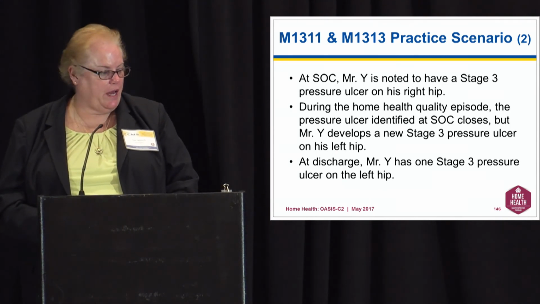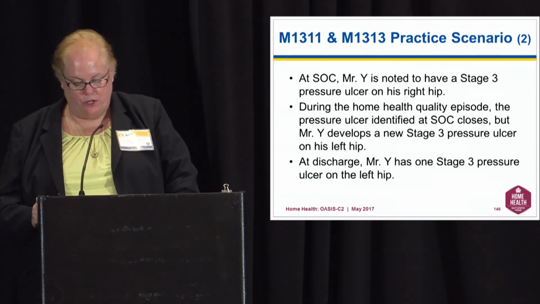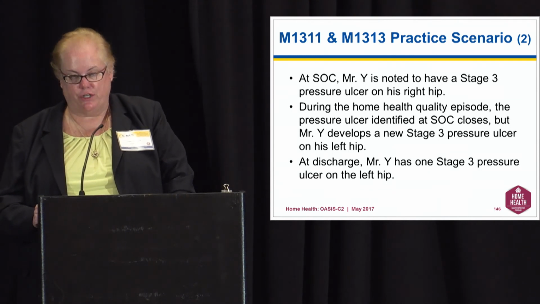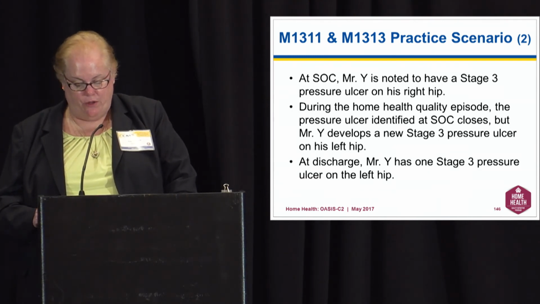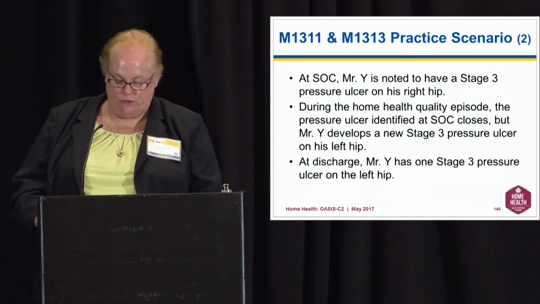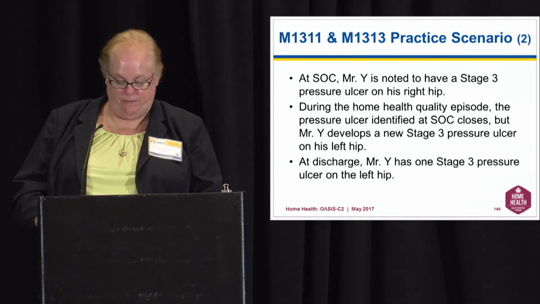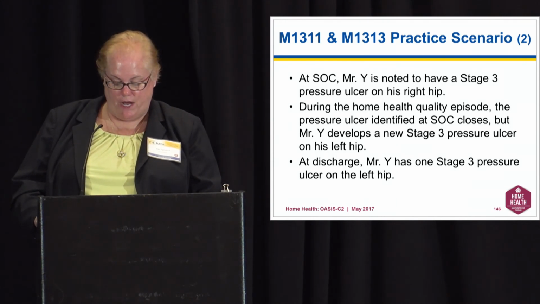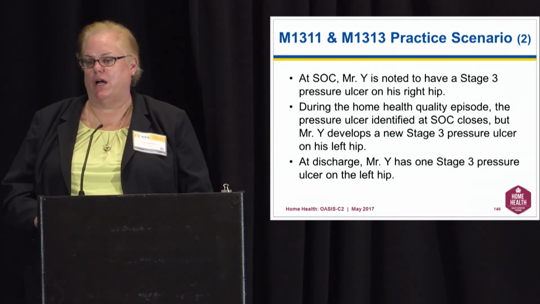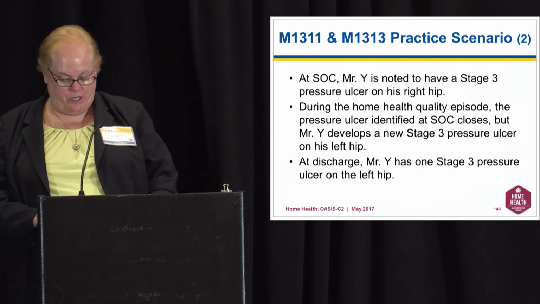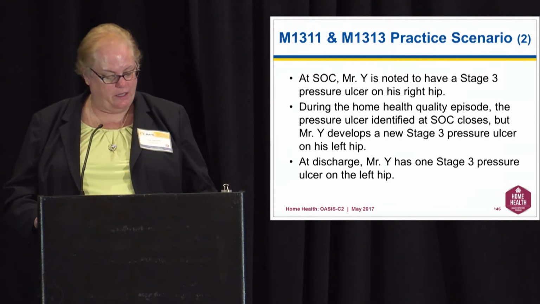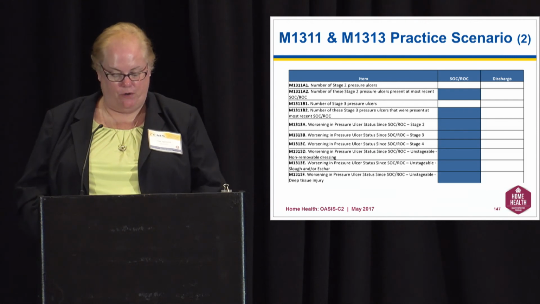And here we have, at SOC/ROC, Mr. Y is noted to have a stage 3 pressure ulcer on his right hip. During the home health quality episode, the pressure ulcer identified at the start of care closes, but Mr. Y develops a new stage 3 pressure ulcer on his left hip. At discharge, Mr. Y has 1 stage 3 pressure ulcer on his left hip. So if you just take your form and let's quickly look at that and code it, and then we'll go through the answers.